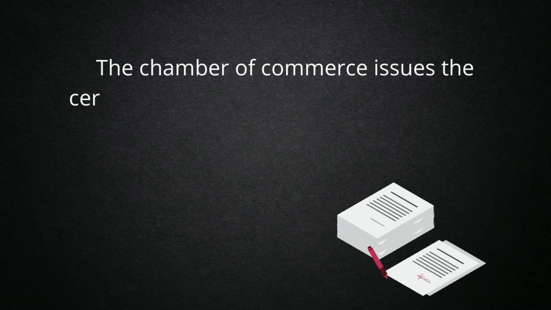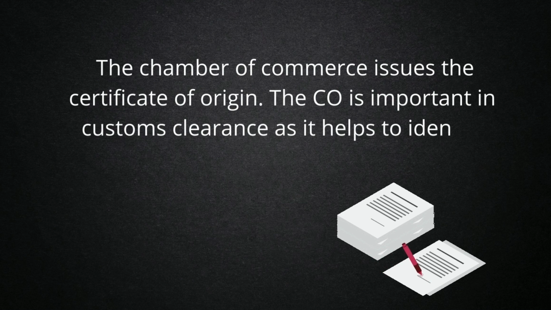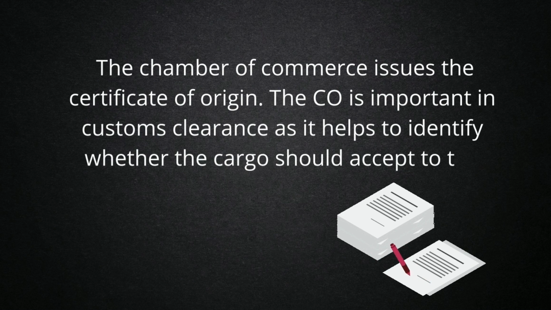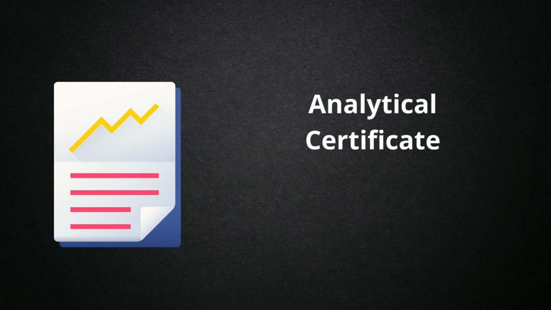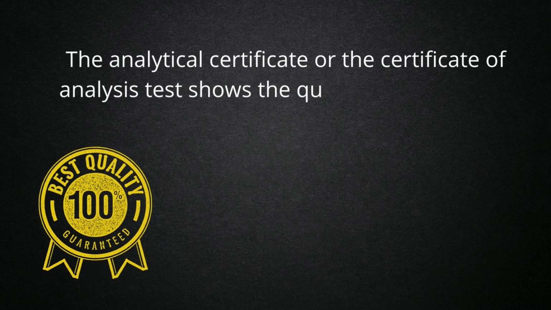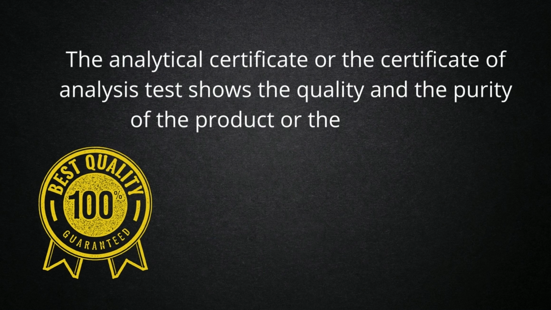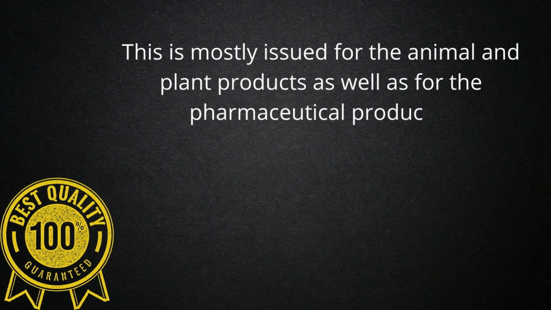The Chamber of Commerce issues the Certificate of Origin. The CO is important in customs clearance as it helps to identify whether the cargo should be accepted to the country or not. Now we will check the Analytical Certificate. The Analytical Certificate, or the Certificate of Analysis Test, shows the quality and the purity of the product or the material. This is mostly issued for the animal and plant products as well as for the pharmaceutical products.